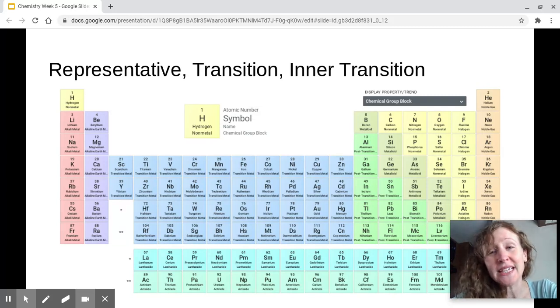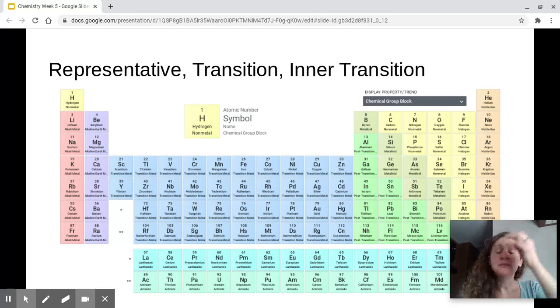So we're going to get into a couple different ways to classify the periodic table, and we'll start to unpack all the information that's inside that is available for you guys to use. So we're going to start by going through just a couple really basic classifications. And the first is going to be representative, transition, and intertransition elements.